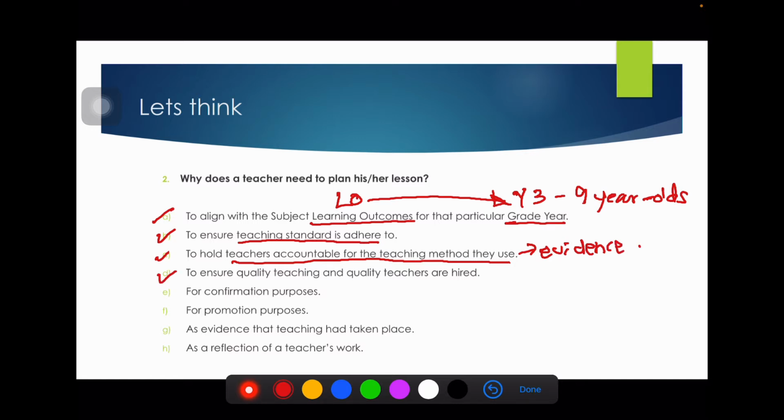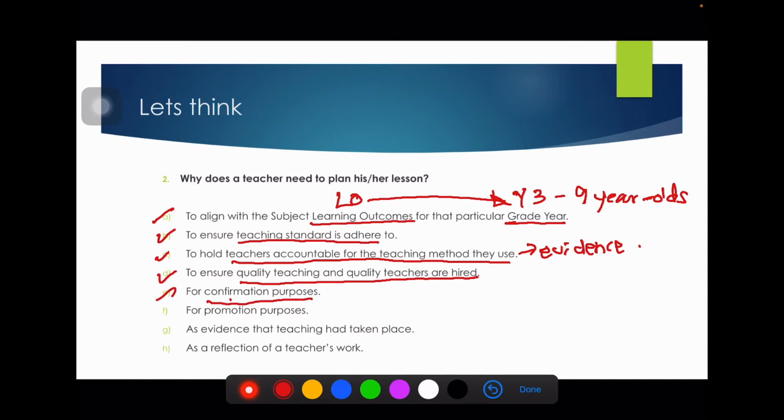The other one is to ensure quality teaching and that quality teachers are hired. There are out there those who are not qualified to teach and they don't have the qualification. Sometimes they do have the qualification, but they are not fit to teach. So a school will have to decide whether they are hiring the best teacher with the best qualification in teaching.